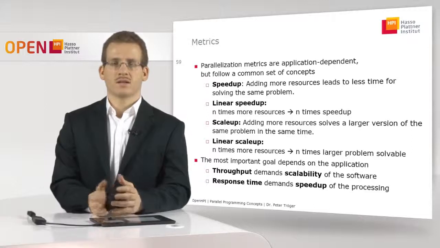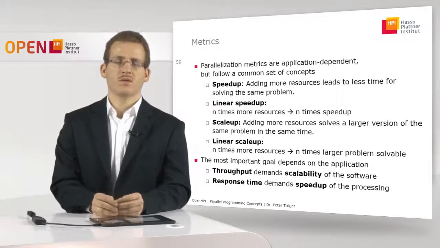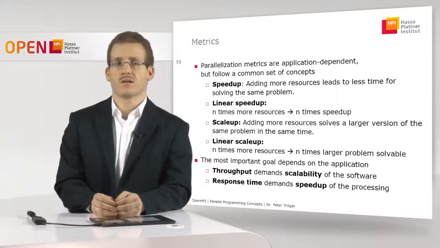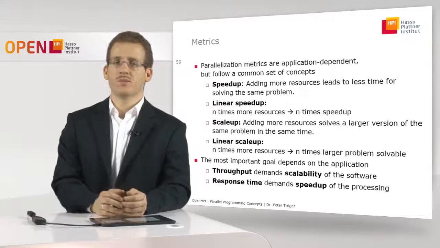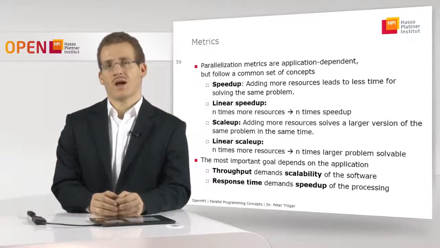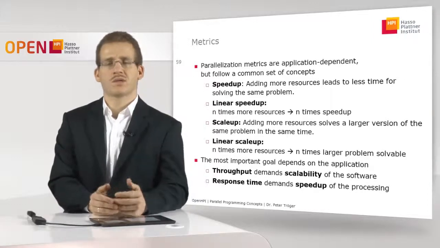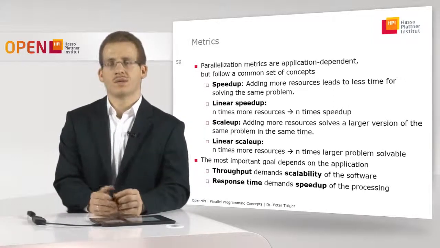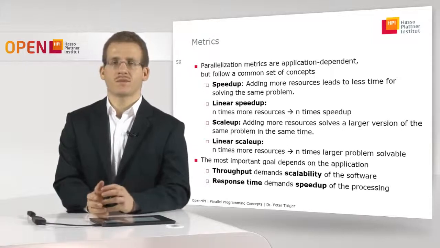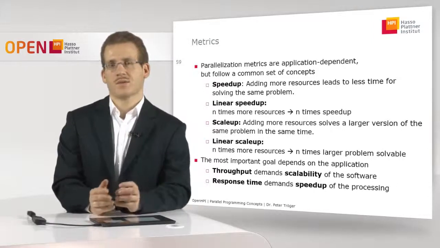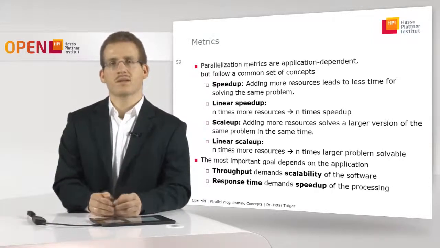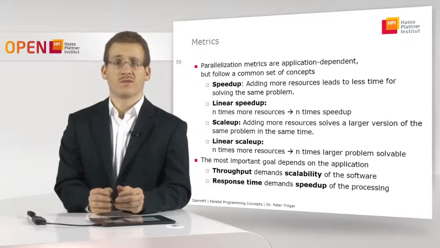And the question which of the goals is the most important one depends on the application. For example, if you're aiming for throughput, then the thing you want is scalability, because you want to process more data at the same time in order to increase your throughput value. So depending on the application, you head for either speedup or scale up, and parallelism and parallel computation may help you with both things.